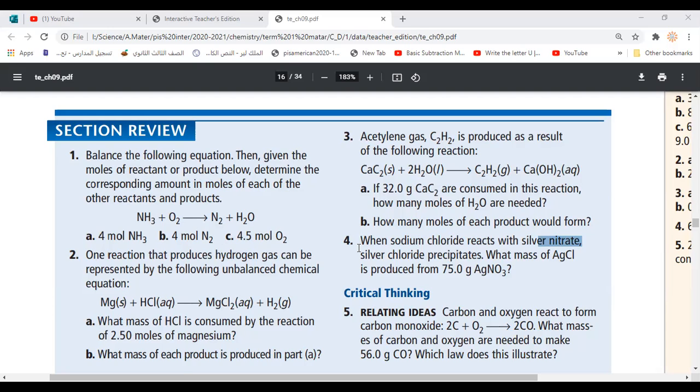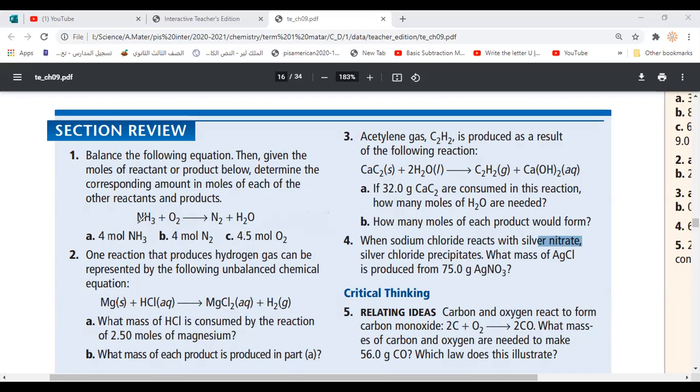Let's start. Who can balance this chemical equation, guys? Guys, let's try to share. Let's try. One sec. Yes, Hassan.